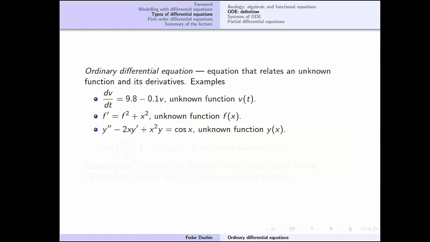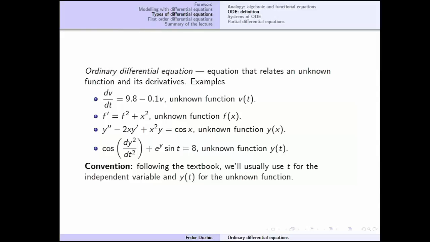The next one is an equation that relates the first derivative and the second derivative and the unknown function and the independent variable. In other words, the only things that are allowed in an ordinary differential equation are the independent variable, the unknown function, its first derivative, its second derivative, and so on.